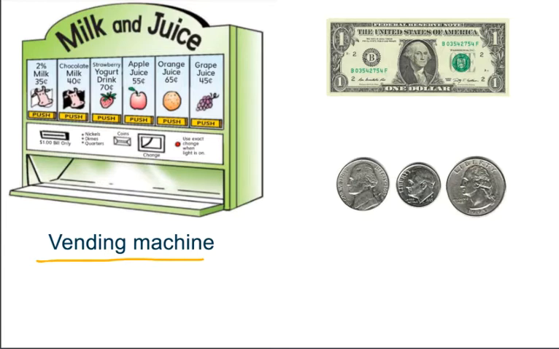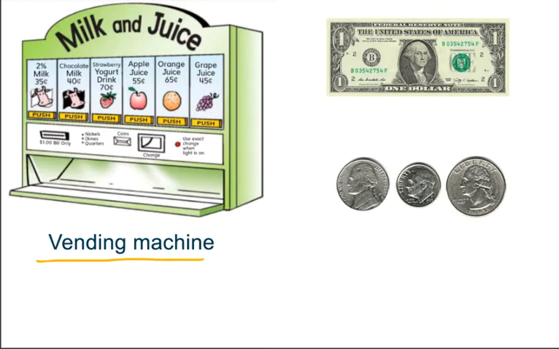Now, the vending machine that you have probably seen, because I'm sure you've seen them in different buildings before, probably doesn't look exactly like this. They probably had chips or pop or candy bars, right? This one has milk, chocolate milk, strawberry yogurt drink, apple juice, orange juice, and grape juice. So lots of different things to drink, right? But a vending machine can give you different types of items, usually food items, and you pay for it with money. So let's talk about that.